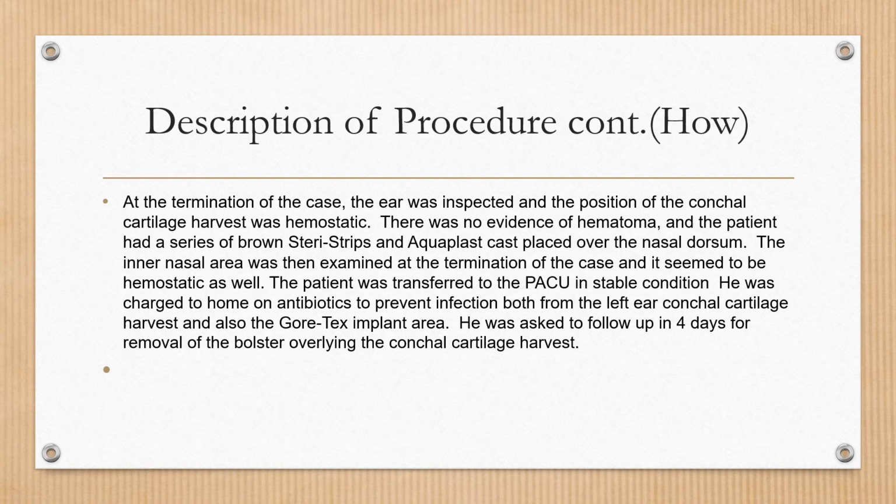So at the termination of the case, the ear was inspected and the position of the conchal cartilage harvest was hemostatic. There was no evidence of a hematoma, and the patient had a series of brown steri strips and aquaplast casts placed over the nasal dorsum. So again, the doctor is going back, double checking the areas to make sure everything is copacetic, bleeding appropriately, sutured or bandaged appropriately. And then he said the intranasal area was then examined at the termination of the case, and it seemed to be hemostatic as well.